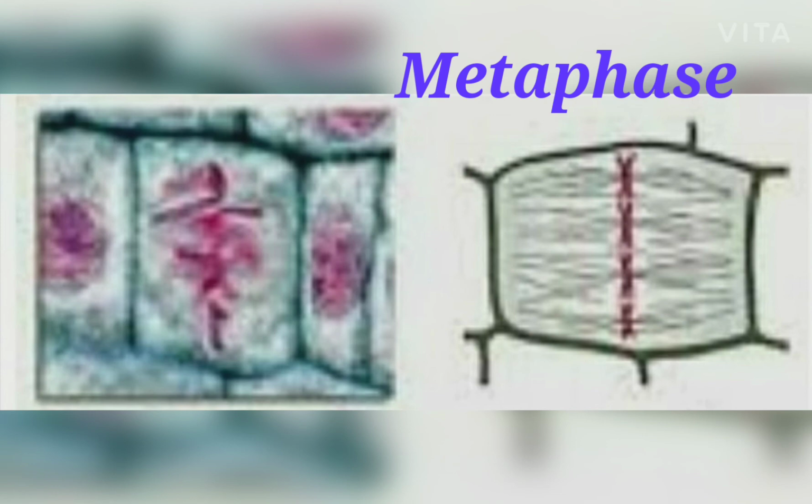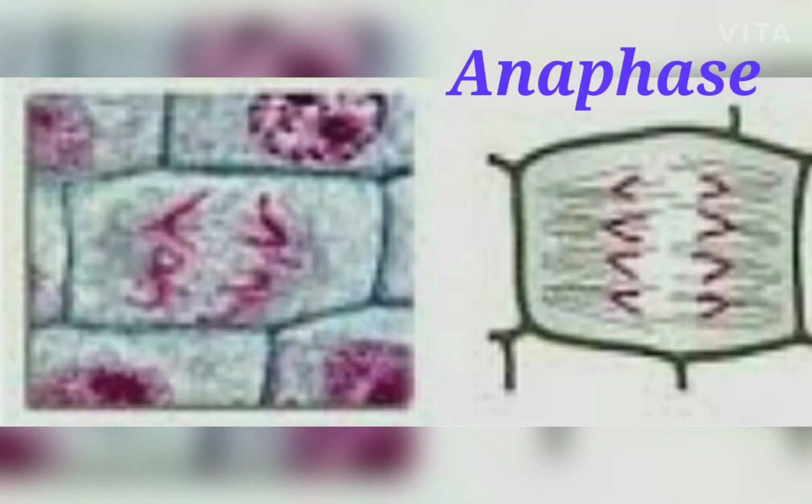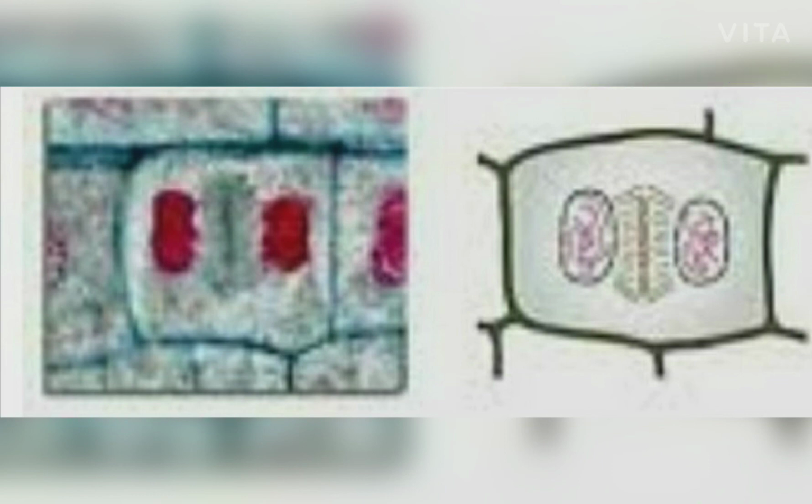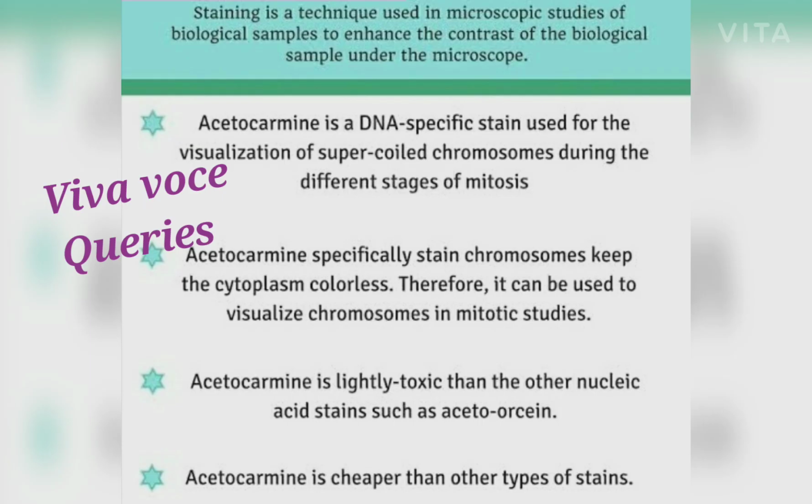And then during metaphase, these chromosomes move towards the equatorial plate. Now the chromosomes move towards the opposite poles, that is, polarity is observed during anaphase. And then in telophase we observe two daughter nuclei being formed.